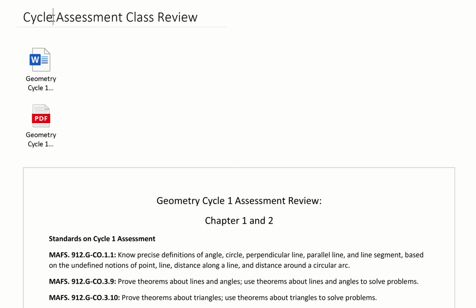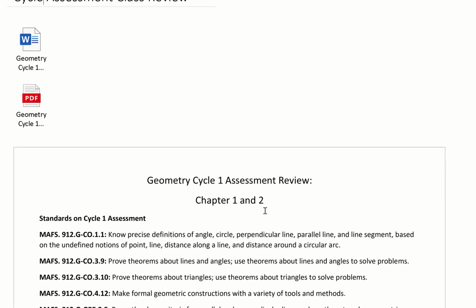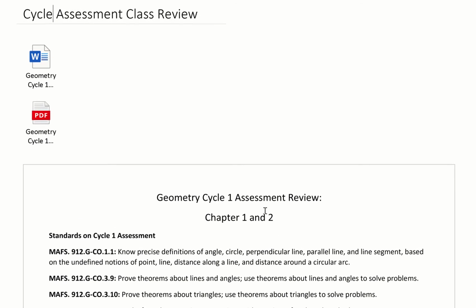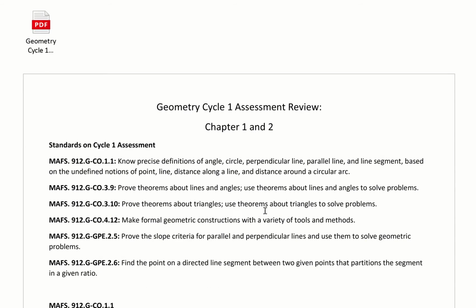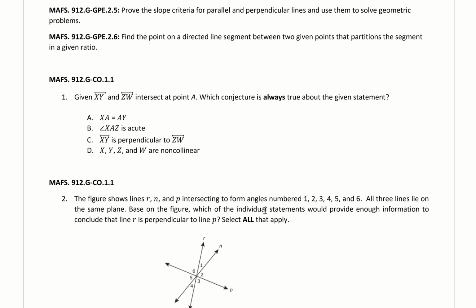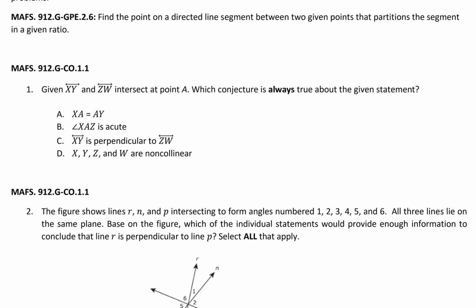So this is for the cycle 1 assessment, which covers chapters 1 and 2 in the textbook. So we're going to go ahead and cover the rest of the questions. Actually, we'll cover the entire packet, and so we'll end up covering the questions we covered in class as well as the ones that we did not get to cover. So let's do a refresher on all of them.